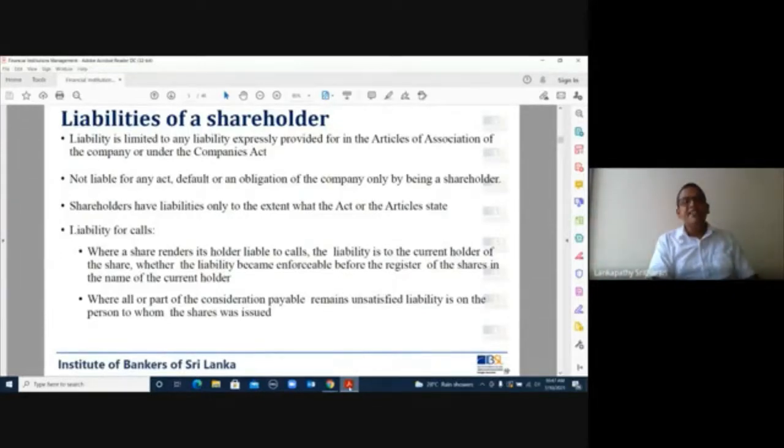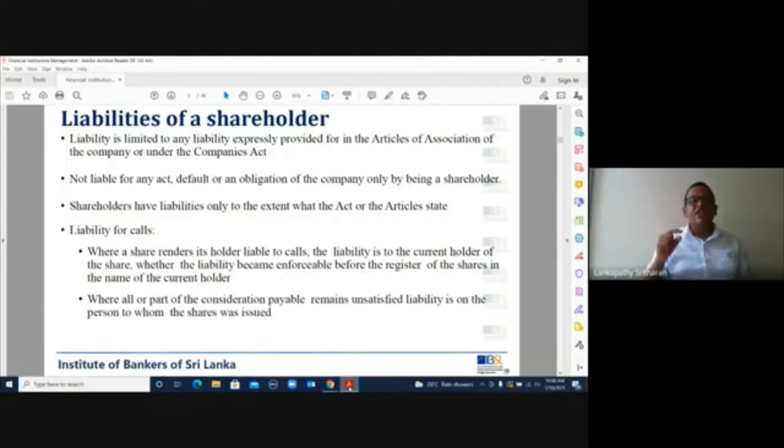The second one is he or she is not liable for any act, default, or obligation of the company only by being a shareholder. That is an important thing. For example, the company makes a default or is doing some wrong things, but being just a shareholder, he or she will not be liable for that. He is not liable for any act or default or obligation of a company only by being a shareholder. That is the second one.